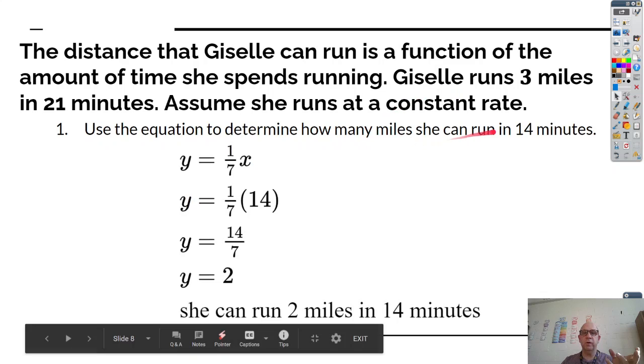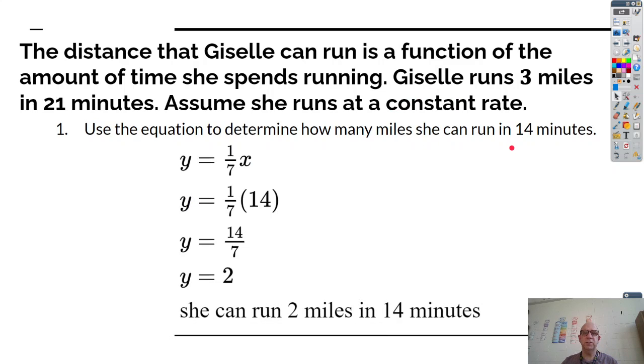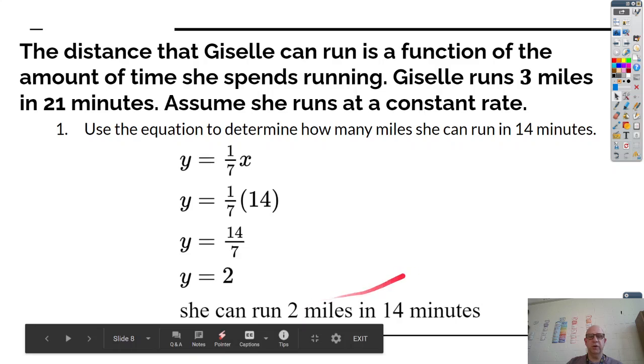We're going to take that equation and use it to answer questions. So how many miles can she run in 14 minutes? So x is the time. So I replace x with 14. 14 divided by 7 is 2, so she can run 2 miles in 14 minutes.